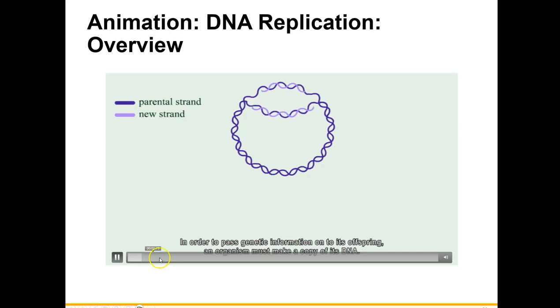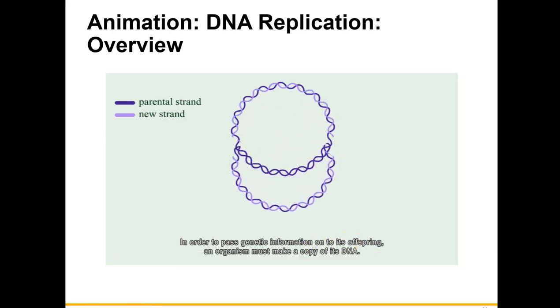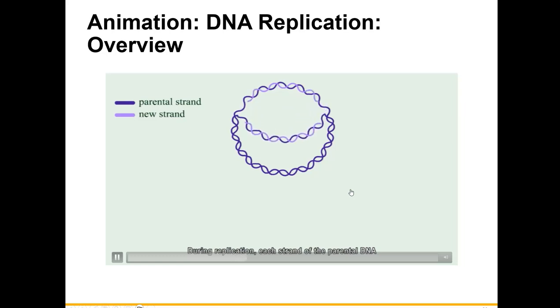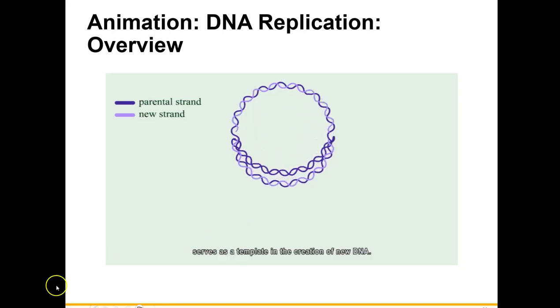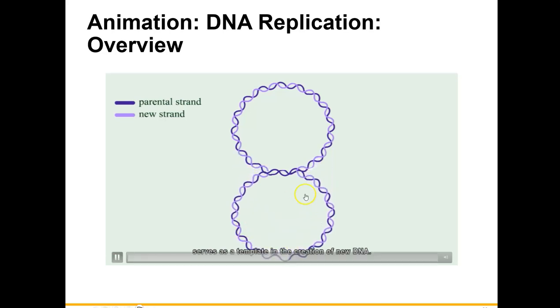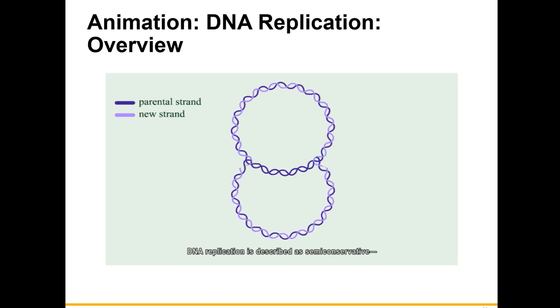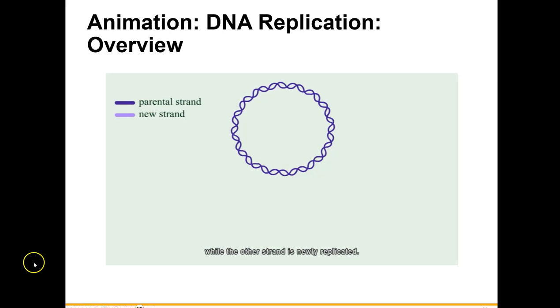In order to pass genetic information on to its offspring, an organism must make a copy of its DNA. So it's The making a process copy of of the copying DNA, DNA is called DNA and that is replication. called During replication. replication, each strand of the parental DNA serves as a template in the creation of new DNA. Because each newly synthesized DNA molecule is made up of one parental strand and one new strand, DNA replication is described as semi-conservative. One strand in each molecule is conserved, while the other strand is newly replicated.